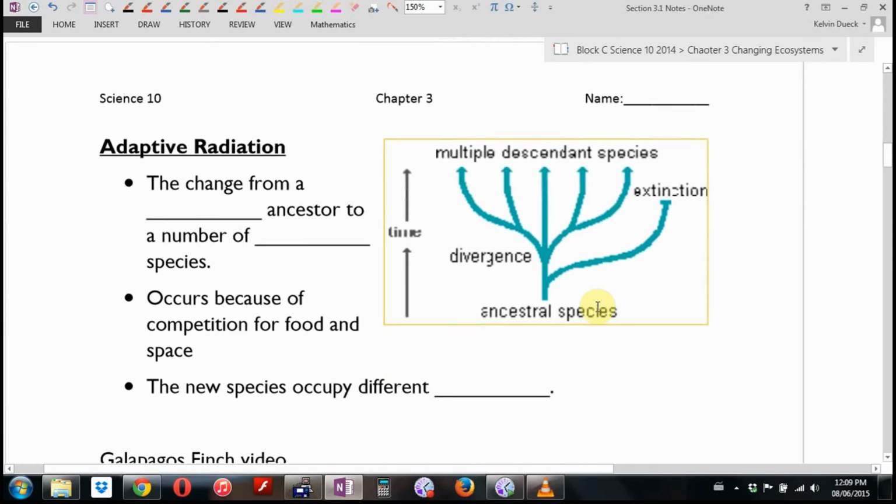So we have something called adaptive radiation. What does adaptive mean? The ability to change or adapt. Radiation in this case is not like nuclear radiation, but spreading out, the way sunlight radiates from the sun, the way heat radiates from a fire. So it's the change from a common ancestor to a number of different species.